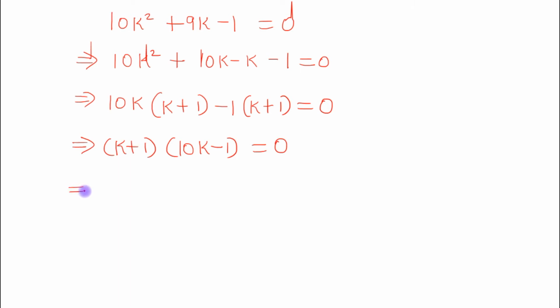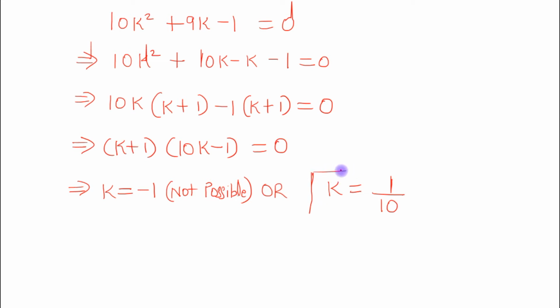That means the value of k will be equal to minus 1 or k equals 1 upon 10. So if the value of k is minus 1, then the probability will become negative, which is not possible. So this value will be rejected. Okay, so the value of k that we have found is 1 upon 10.